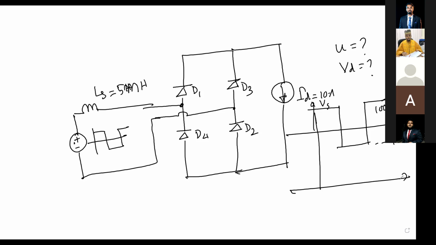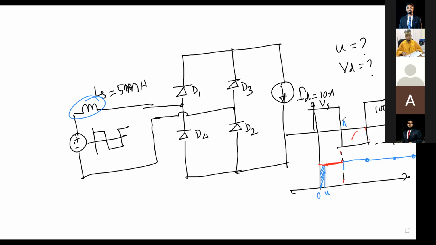If there is no LS, what should be the output voltage? Same as the input voltage, rectified, so a DC voltage of 100 volts. Something like that, right? Yes, it will be 100 volt DC. But because of the presence of LS, what will happen? You will lose this area, right? Yes.